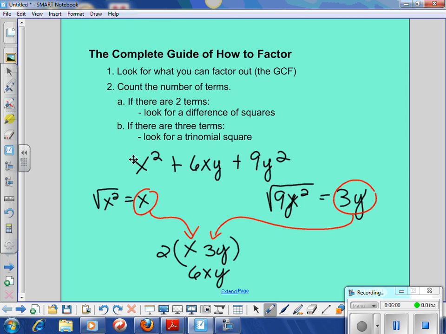So what you do for this is you take your first term x that we've already done, and we take our last term, 3y, we look at it and we see that it's all positives in there, so it's going to be plus in here, and we're going to square it. So that's your trinomial square.